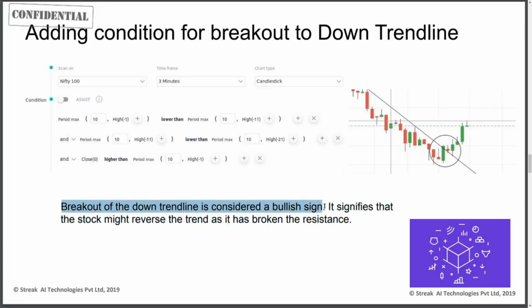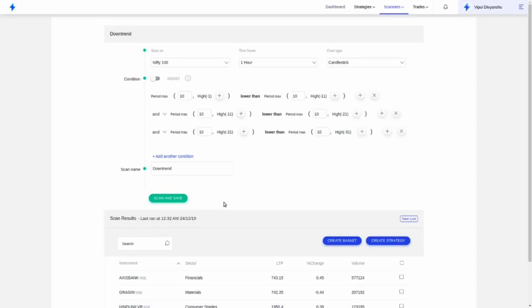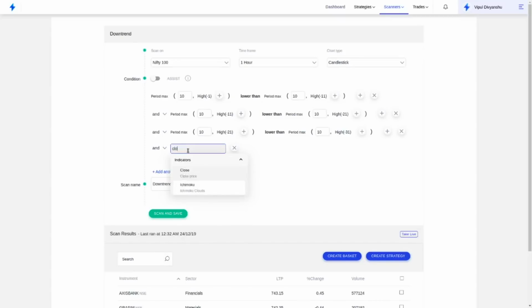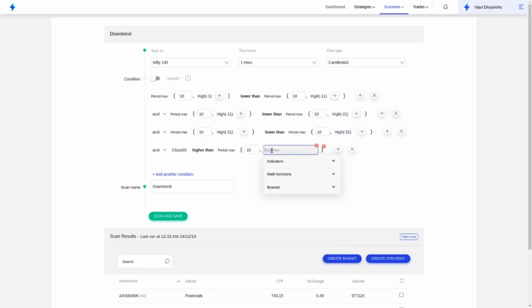A breakout of a downward trend is considered a bullish sign. It indicates that the stock trend might be reversing as it has broken a resistance level. So how to do that? Again, very simple. You just have to add one line which says close higher than period max of the latest 10 candles. Let's do it. I'll say close higher than period max, high of 10 candles. So this lets me identify whatever was the highest value established in the last 10 candles, my close price has become higher than that.